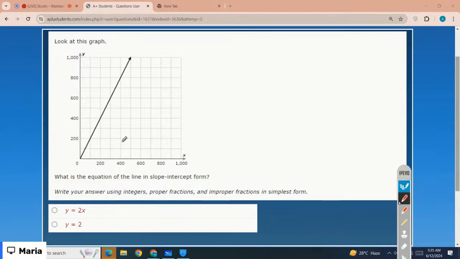The graph is passing through the origin, right? That means x is 0, y is 0. So the y-intercept is 0 because the graph is passing through the origin. Let's calculate the slope. Here is the point: y is 2 and x is 1. So the slope is change in y divided by change in x, that is 2 by 1 equals 2. So y equals 2x is the correct option and the y-intercept is 0. The correct option is option number 1, y equals 2x.